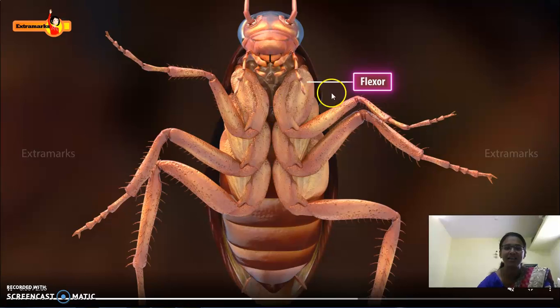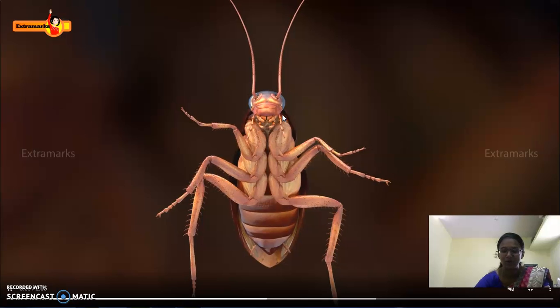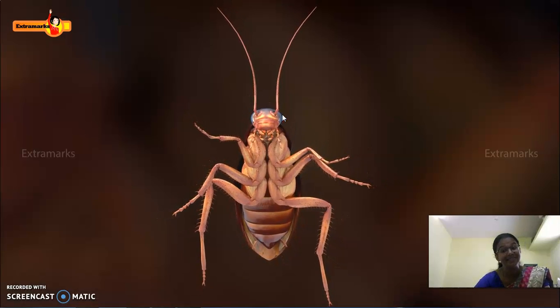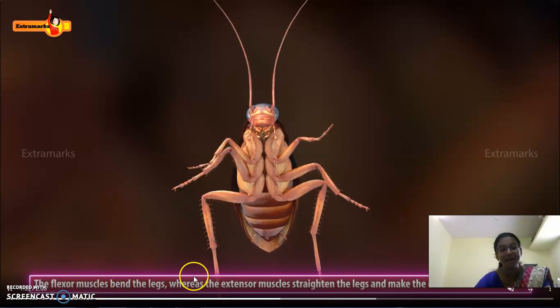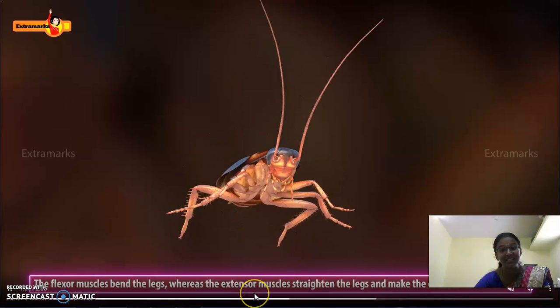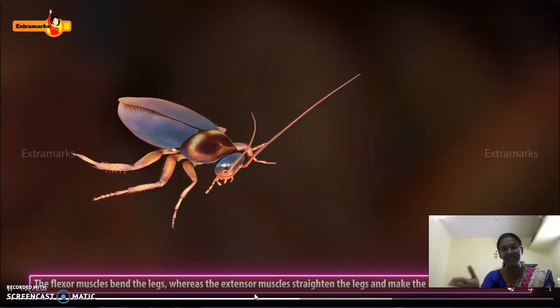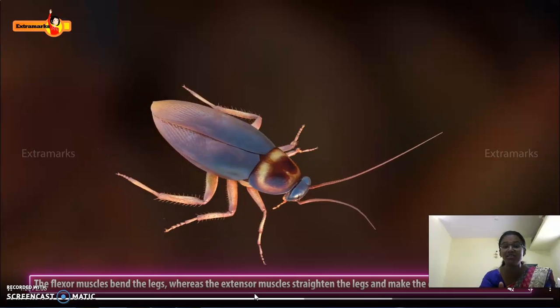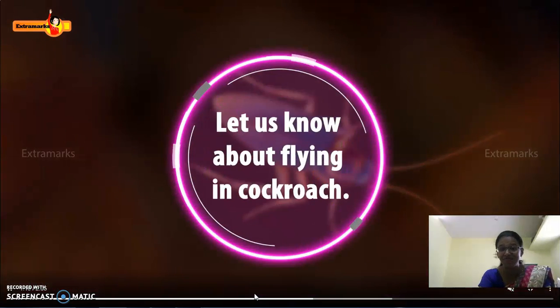Look here. This is called flexor. This is called extensor. The cockroach uses this flexor and extensor to move. The flexor muscle bends the leg and then the extensor muscle straightens the leg. So it bends and straightens, bends and straightens. This is the movement of the cockroach. So they can travel at a very fast rate.